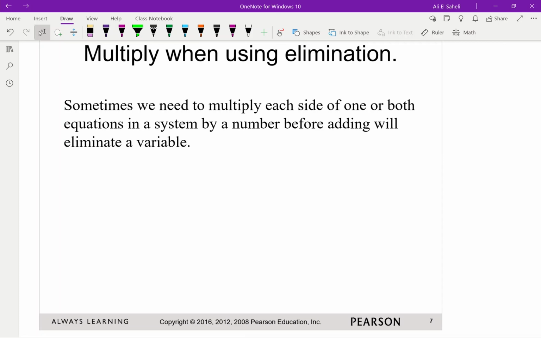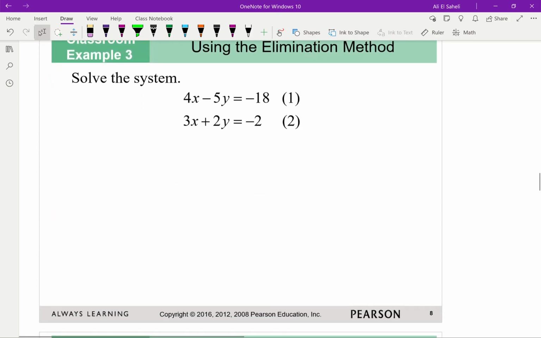Okay, so this is what I mentioned before. Sometimes you cannot just add the two equations to eliminate one of the variables. You need to multiply, and I already did that. So let's have an example. Now you could eliminate x or y. It's up to us. So let's eliminate x.